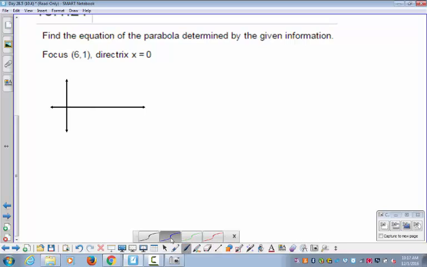I recommend starting by drawing a sketch, which is a really good place to start. It just helps you to orient everything that's going on. You'll see our focus is out there at 6, 1. The directrix is the y-axis, x equals 0. So that tells us that the vertex has got to be midway between these two, so right about there. There's going to be a 3, 1 will be where the vertex is. Question?